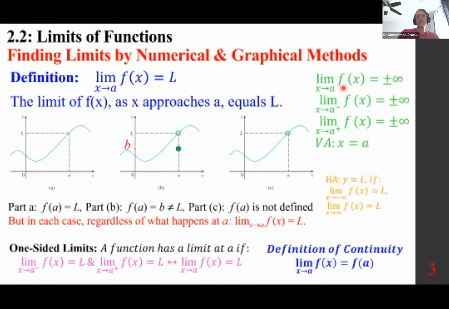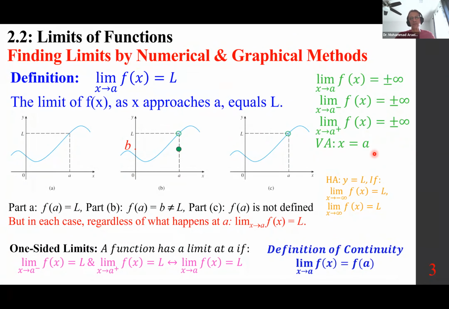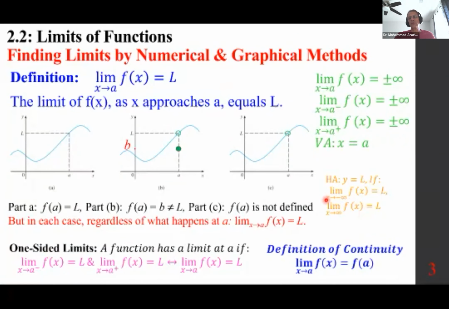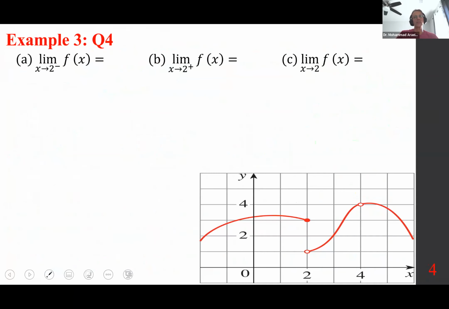When you take a limit of f of x as x approaches a, or a from the left or a from the right, and we end up with positive or negative infinity, in that case, we say the VA, or vertical asymptote, has an equation of x equals a. If you take a limit as x approaches negative or positive infinity and we end up with some number, we say y equals L is the horizontal asymptote.